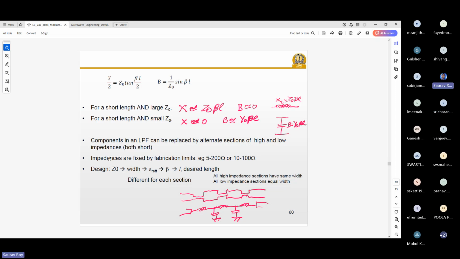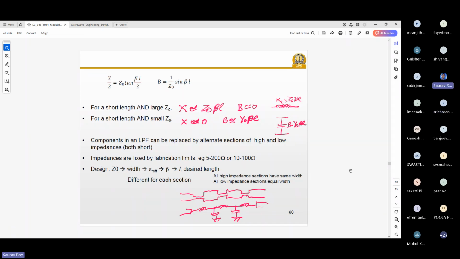So generally, you see here it is written, the impedances are fixed by fabrication limits. You can go from as low as 5 ohm to as high as 200 ohm characteristic impedance. So that is how you have to see the design perspectives. It also depends on the fabrication capability mainly.